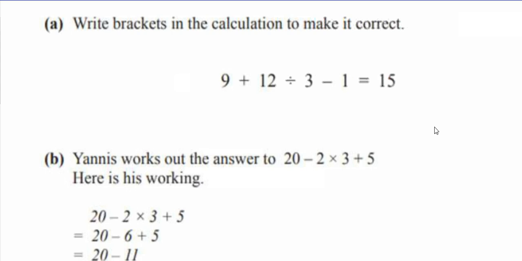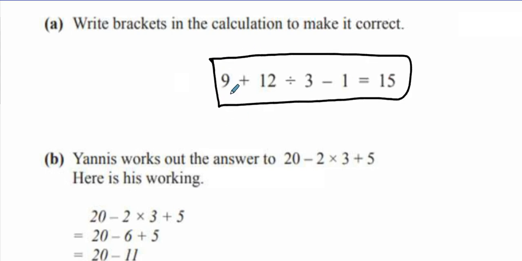Write brackets in the calculation to make it correct. Okay, this is the calculation which says 9 plus 12 divided by 3 minus 1. The answer must be equal to 15.